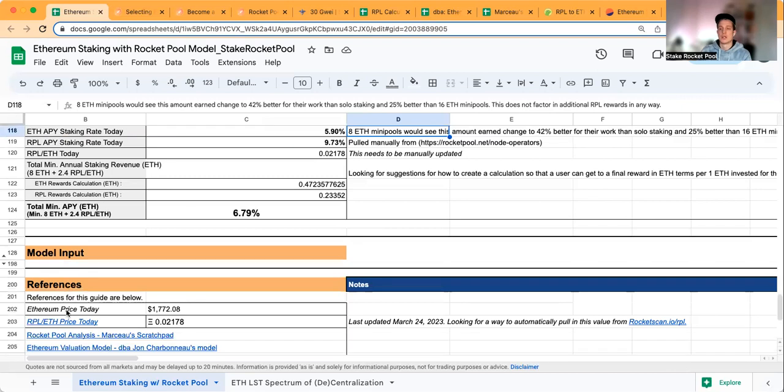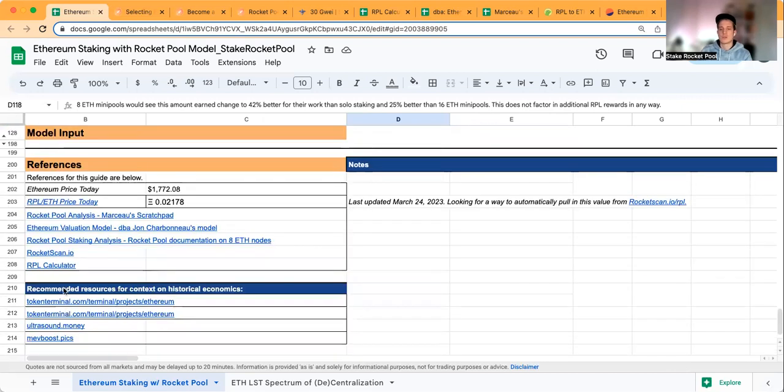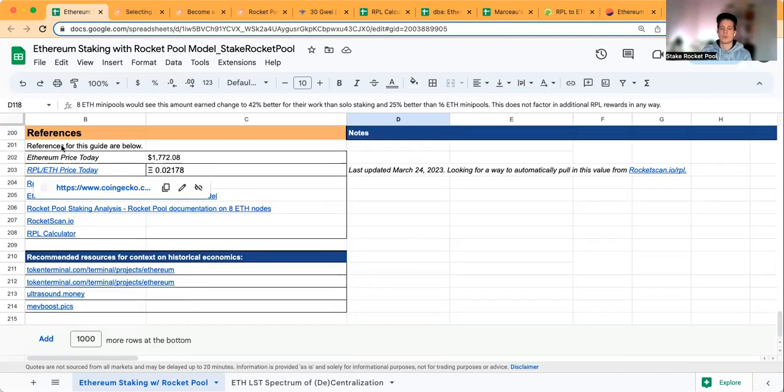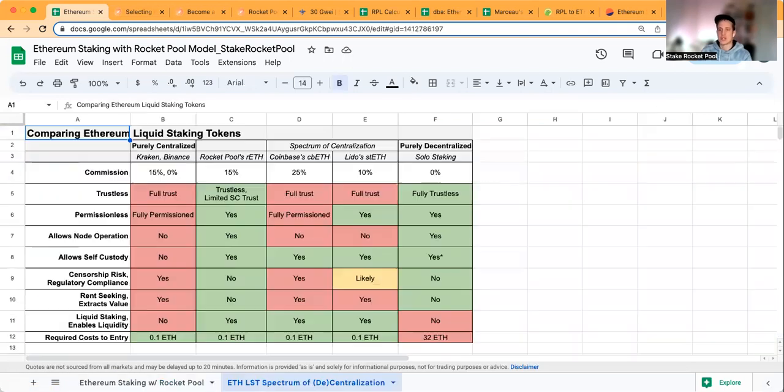So we've got all of our references that we highlight down here below. We hope you use them and you like them. And then lastly, because we thought this model was so good, we want to shout out to Marceau for using this, comparing Ethereum liquid staking tokens or derivatives. And so going from one side of purely centralized to purely decentralized, where do different projects fit?